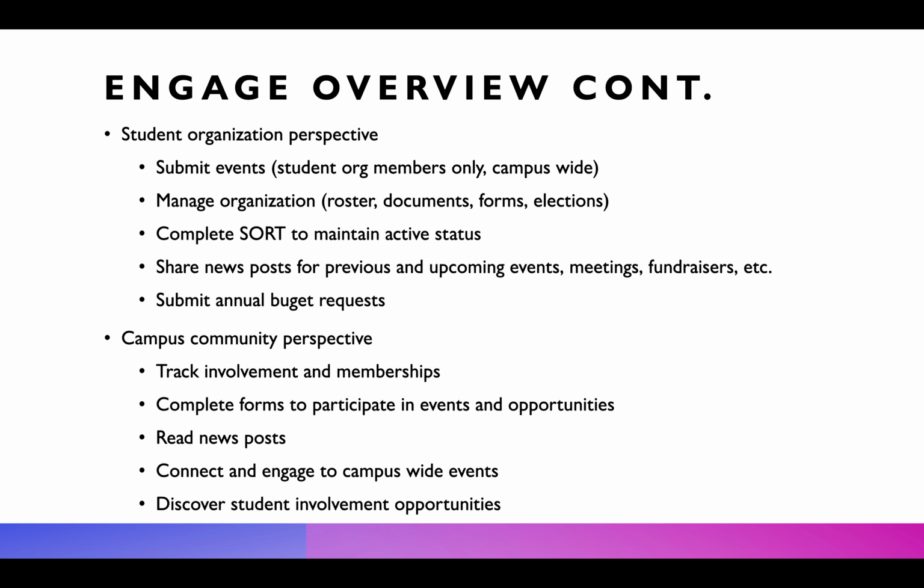Other things that you can do is manage your organization, such as your roster, your documents, your forms, your elections. You can, of course, complete your SORT requirements to maintain your student organization active status. Some other things that you can do are share your news posts for previous and upcoming events, meetings, fundraisers, anything like that. And then lastly, you will submit your annual budget request via Engage.